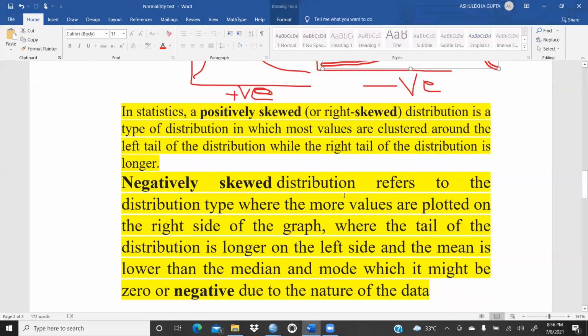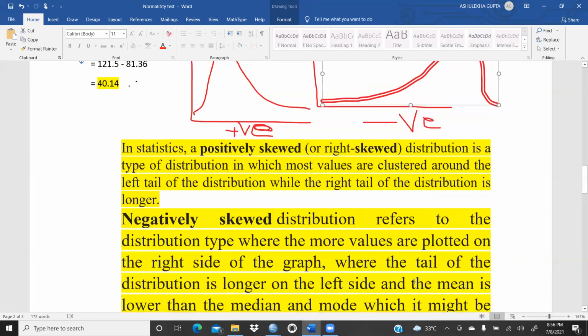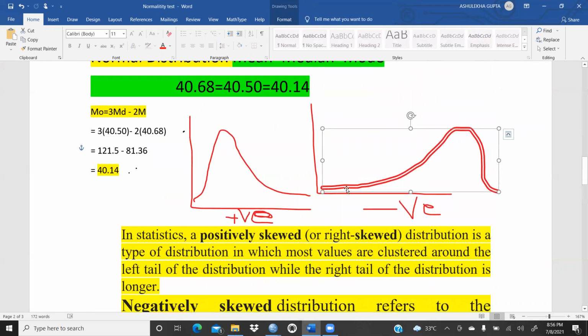A negatively skewed distribution refers to the distribution type where more values are plotted on the right side of the graph, where the tail of the distribution is longer on the left side and the mean is lower than the median, and the mode might be 0 or negative due to the nature of the data. So you could see here that is flattened. This is positively skewed, this is negatively skewed, right?